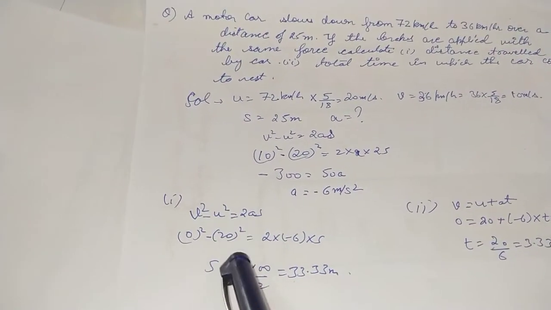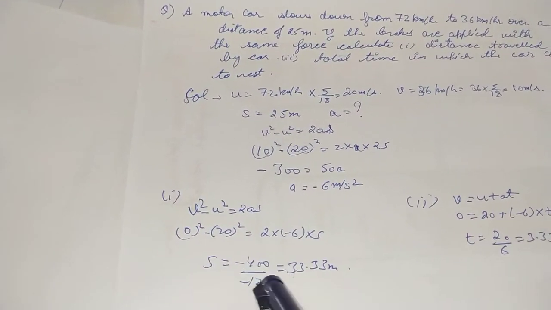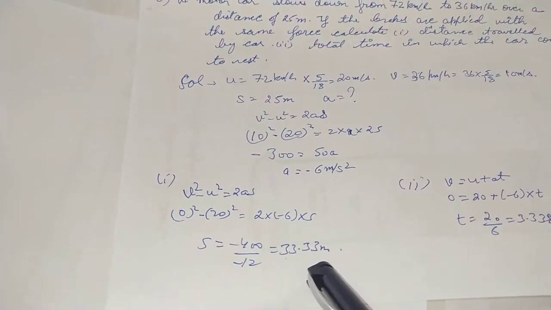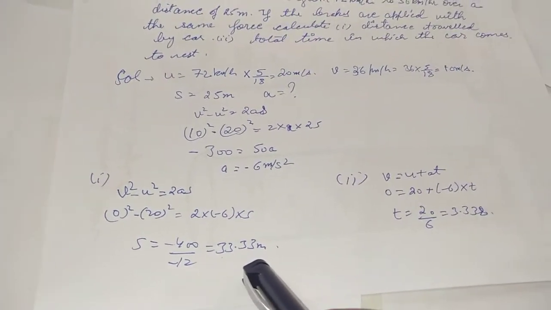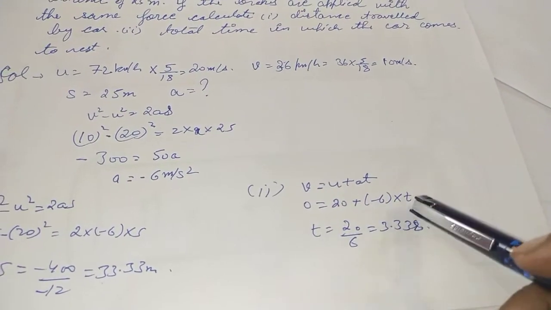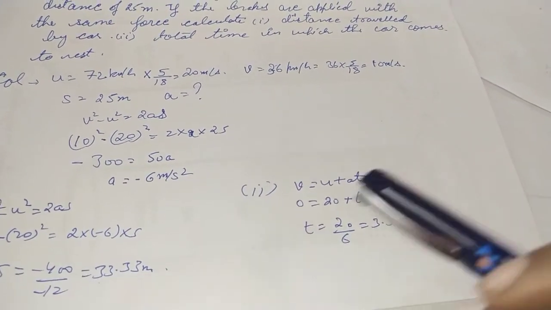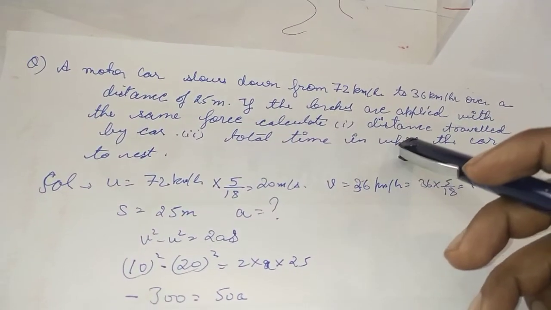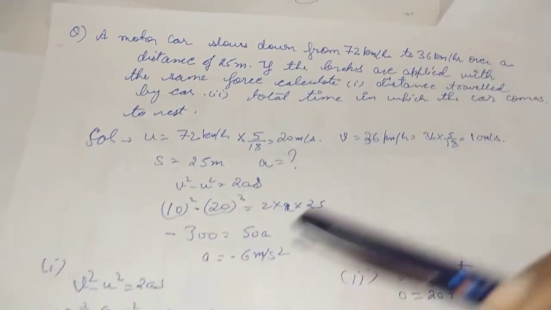So v square minus u square equals 2as. On substituting the value, we obtain the displacement to be this very part. Now taking this as the displacement, we can calculate the value over here, and this will be left aside because this was the distance covered. That was the first part.